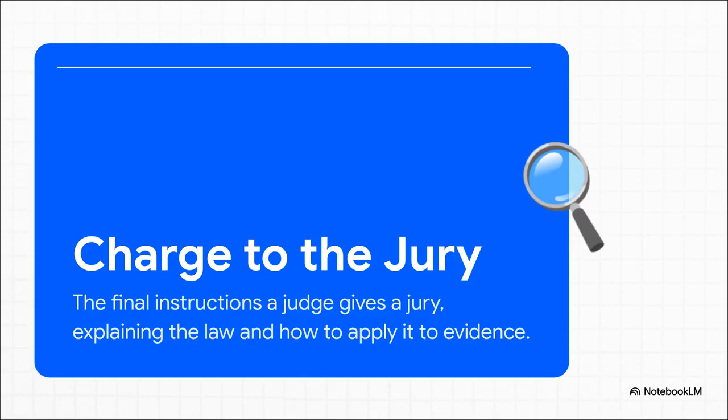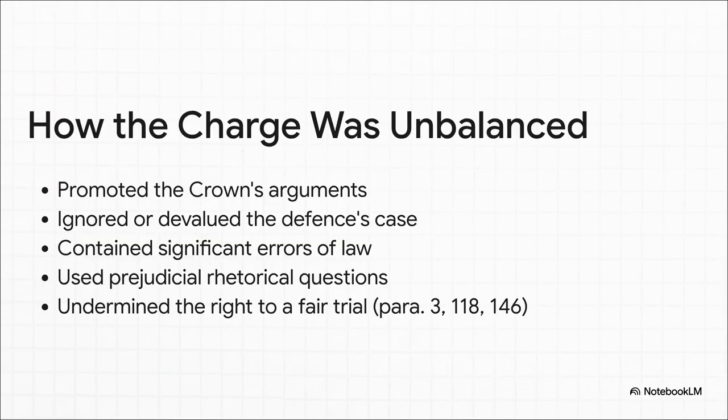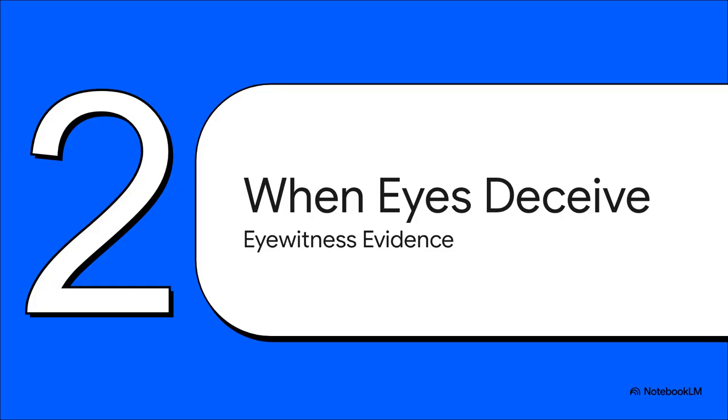To really get that, you have to know what a charge to the jury is. It's basically the judge's final speech to the jury. It's supposed to be their neutral rule book, right? It explains the law and tells them how to look at the evidence. But in this case, the judge's rule book was anything but neutral. The appeals court found it was so unbalanced that it basically became another closing argument for the prosecution. It was actively steering the jury towards a guilty verdict. And this bias was a huge deal, especially when it came to the eyewitness testimony. You see, the Crown's entire case was built on just a couple of key witnesses, and this is where the problems really started to pile up.